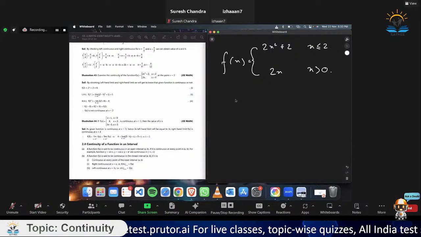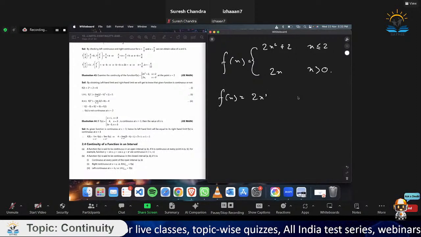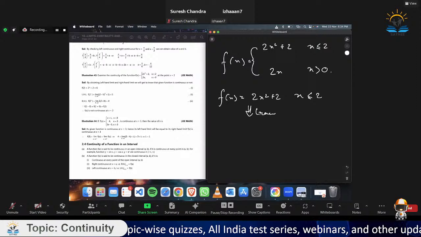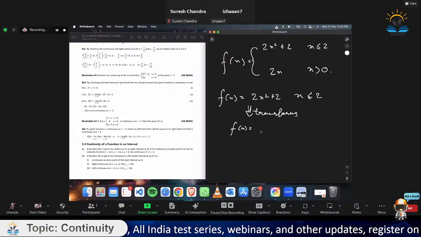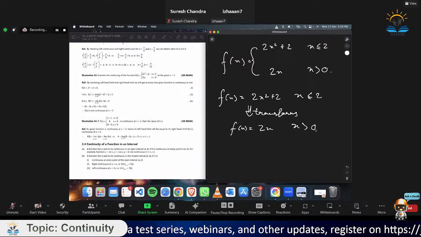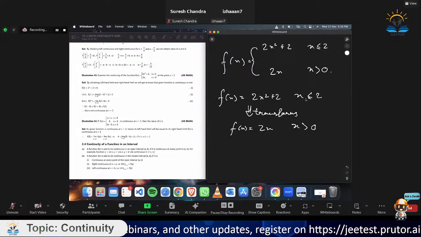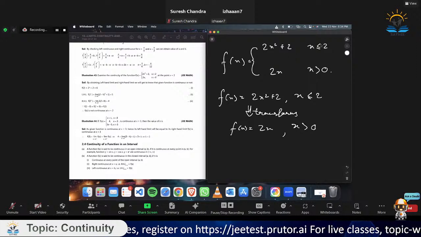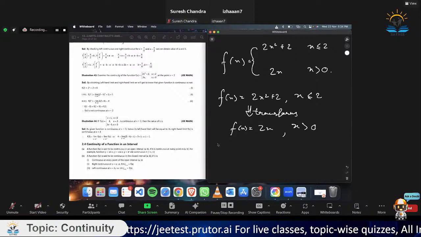You can just think of it like this: there's a function which is equal to 2x squared plus 2, as long as x is less than or equal to 2, and this same function transforms to 2x for x being greater than 0. So if I use any value for x which is less than or equal to 2, this will be my function, and if I use any value for x which is greater than 0, this will be the function. That means it just changes its value depending on the domain. Now you have to check the continuity of this function at x equals 2.